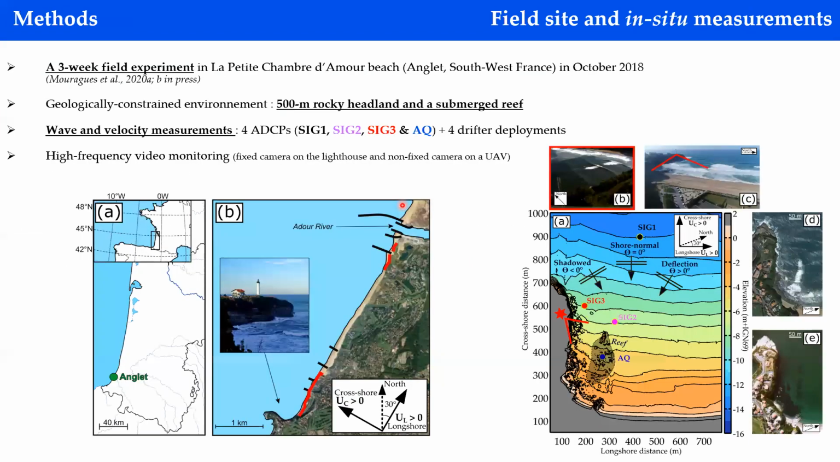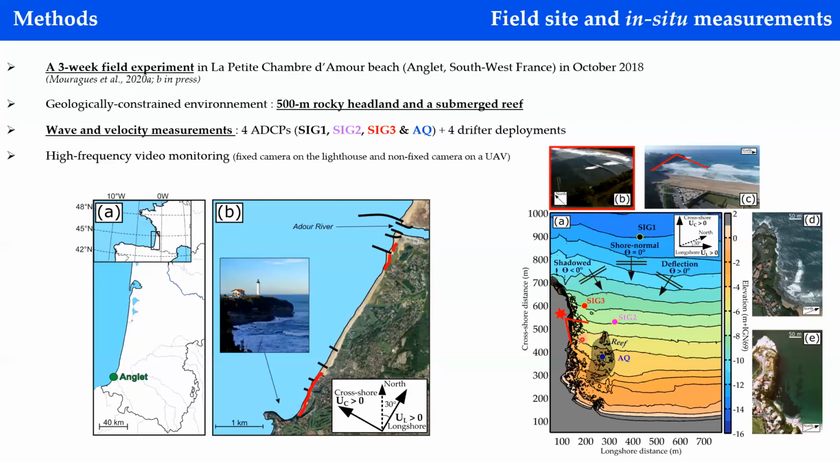And that brings me to a three-week field experiment that we performed at one of the Anglet beaches in October 2018. The location of the field site is shown on the left panel here. The field site is located close to this headland here, and the bathymetry and topography are shown on the right panel. These include a 500-meter-long headland that is bordered by rocks that can be emerged around low tide, and also a submerged reef here.